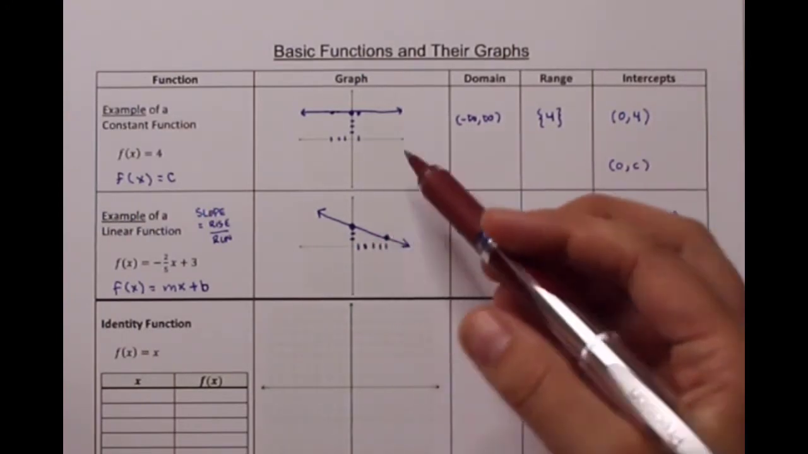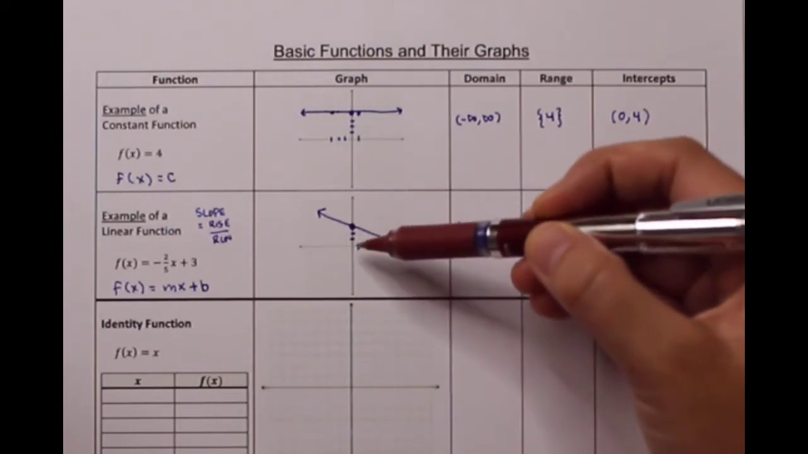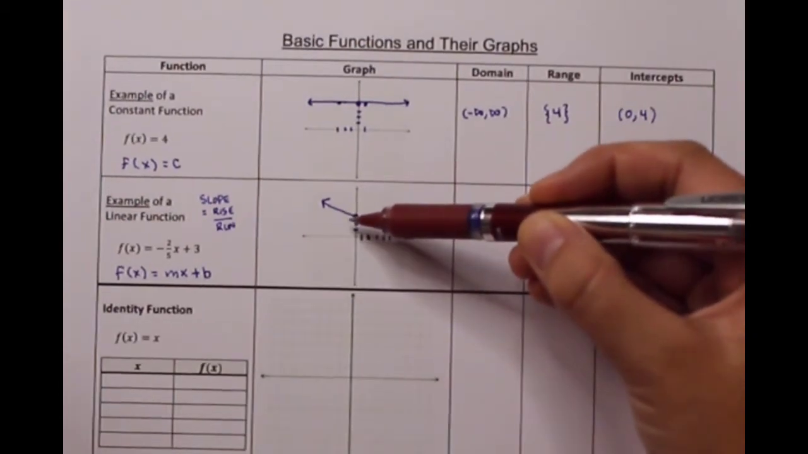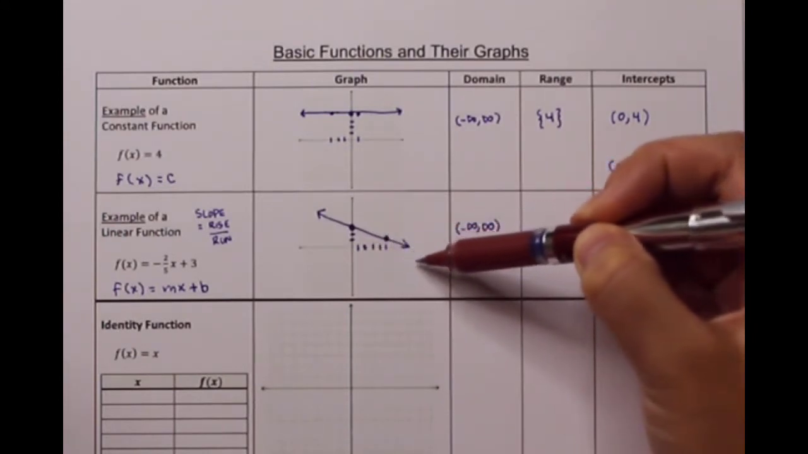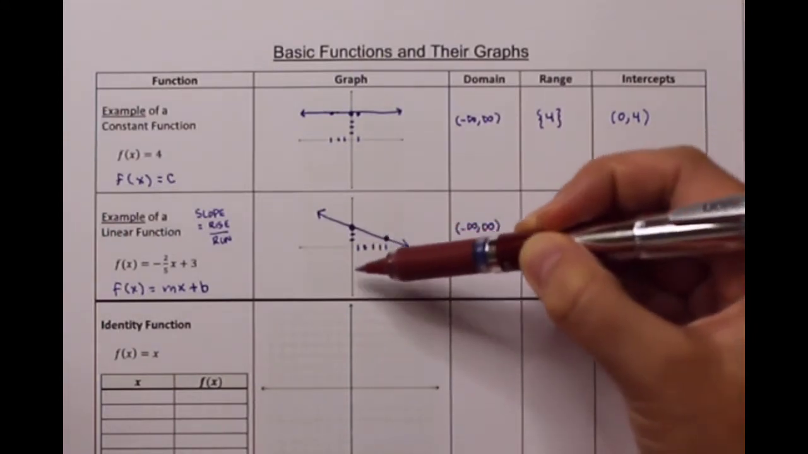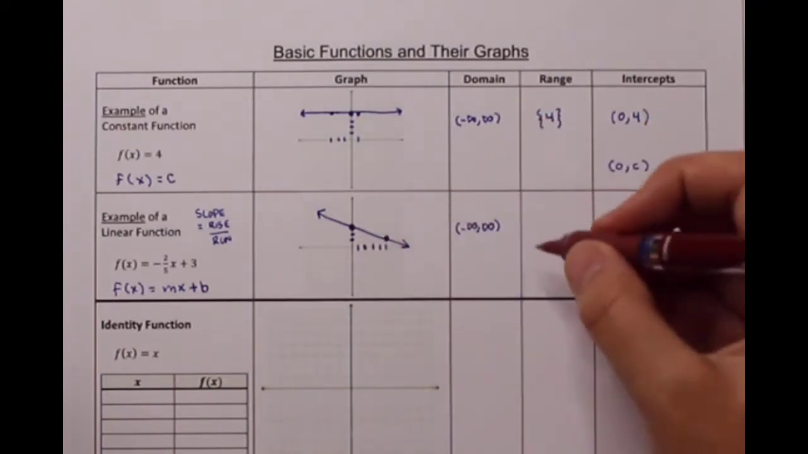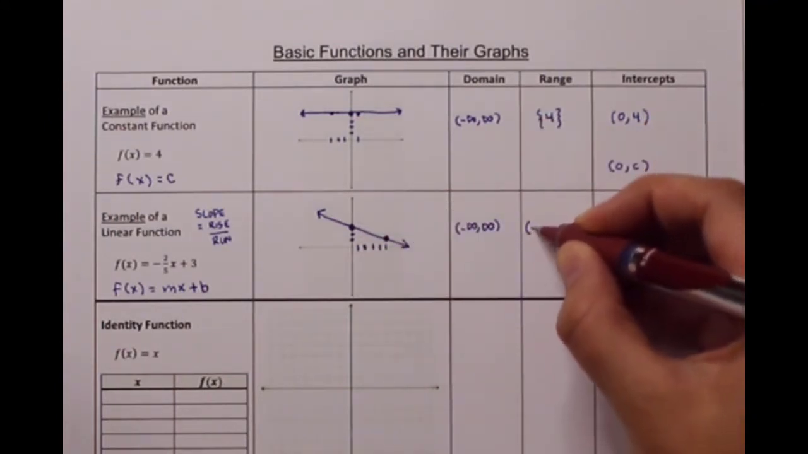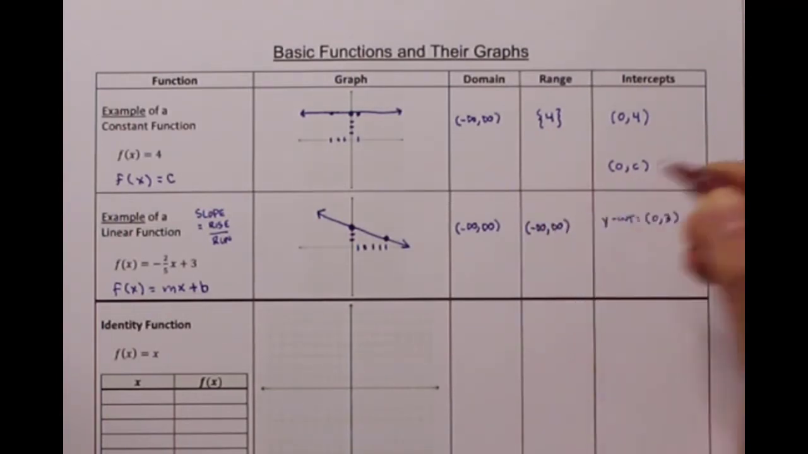The range, now take a look at the range. The range is the output. If you look at it visually, this graph will eventually go up toward infinity and down toward negative infinity. It will eventually cover the entire y-axis, or y values from the y-axis. So the range is also all real numbers, from negative infinity to infinity.